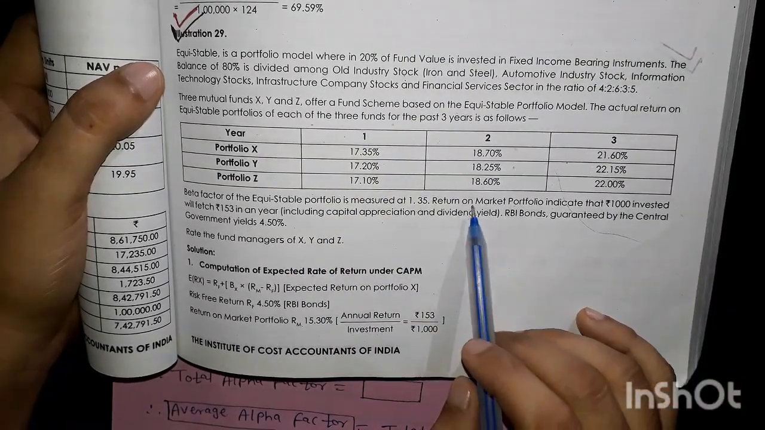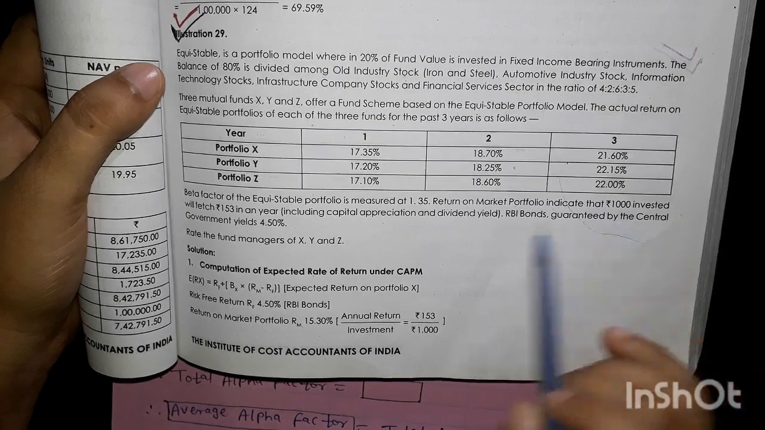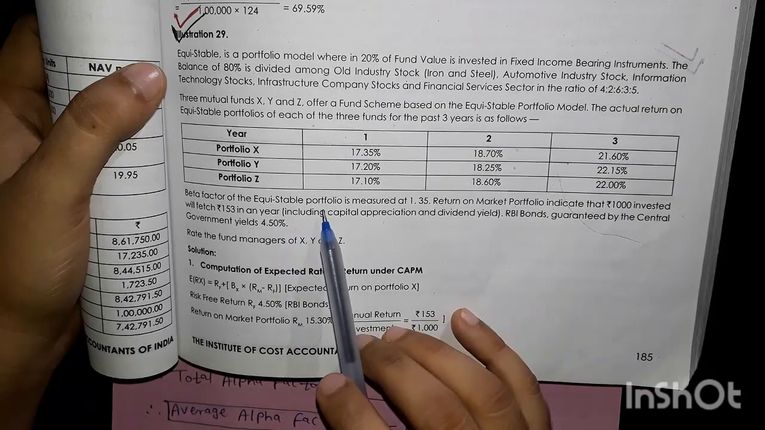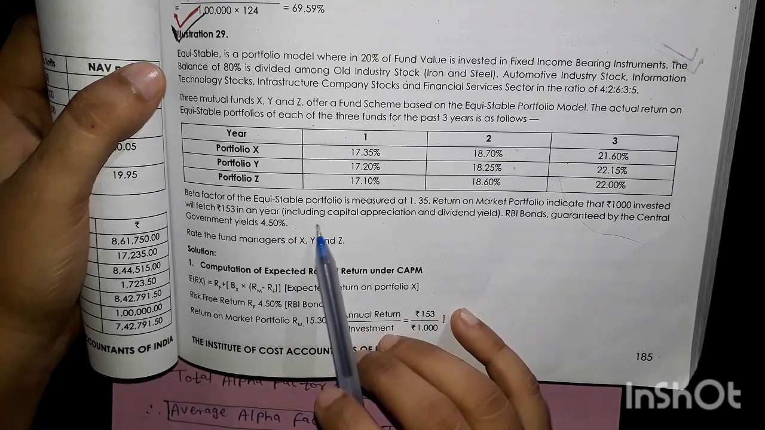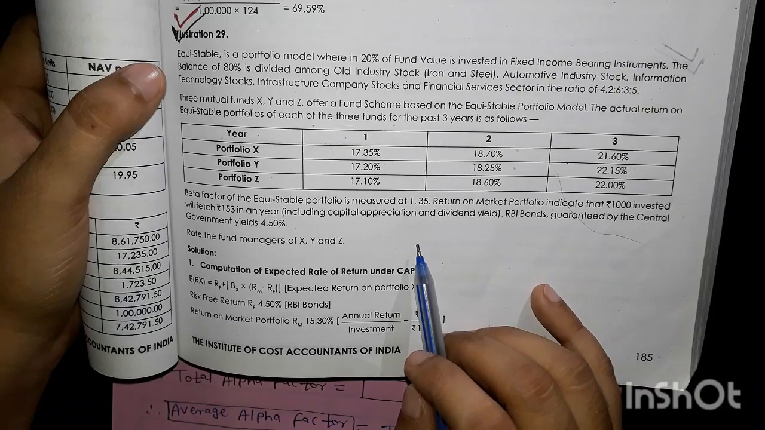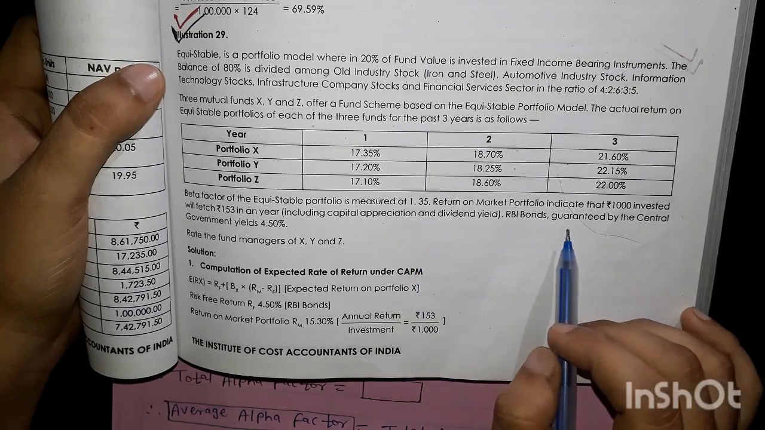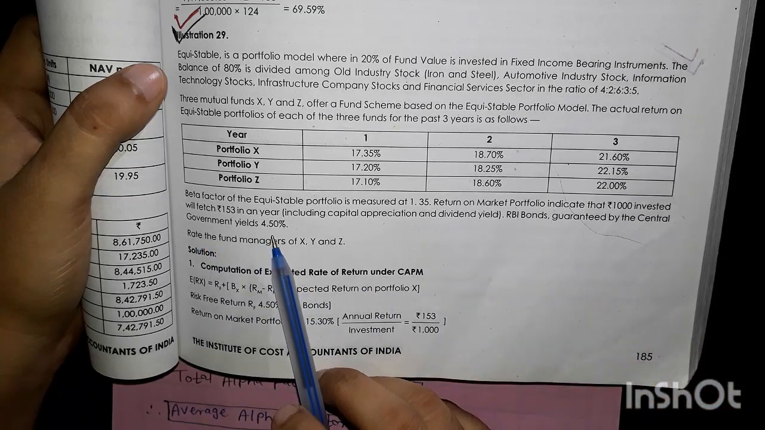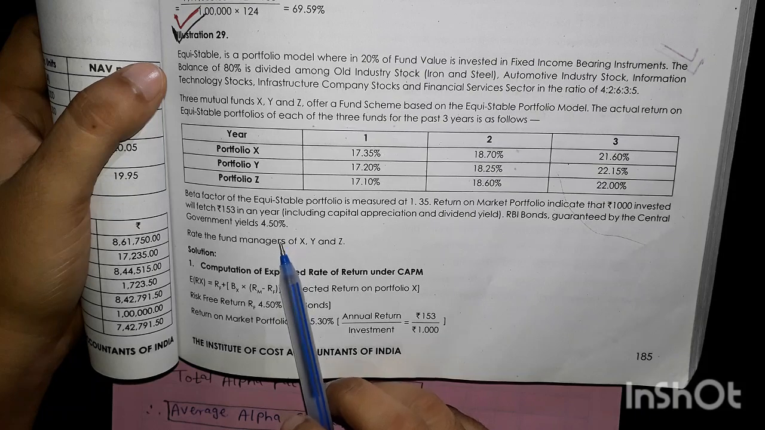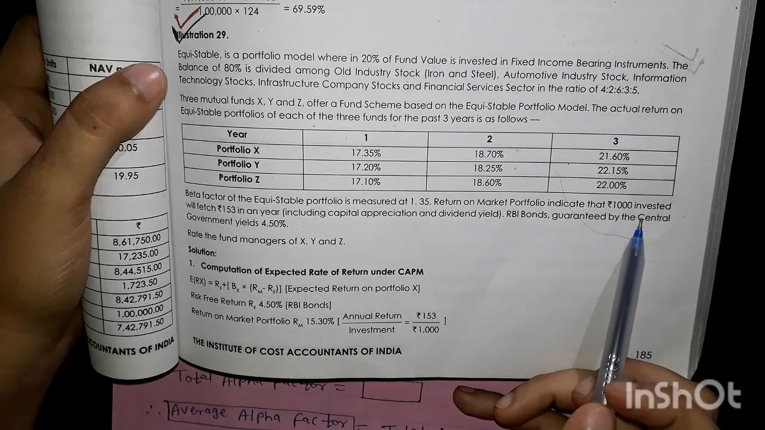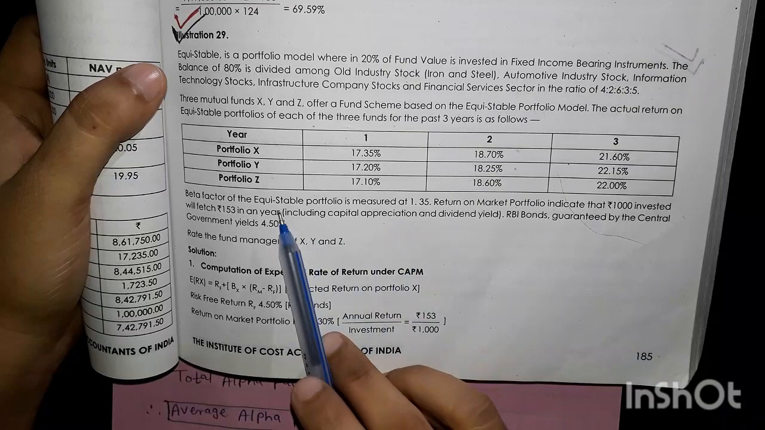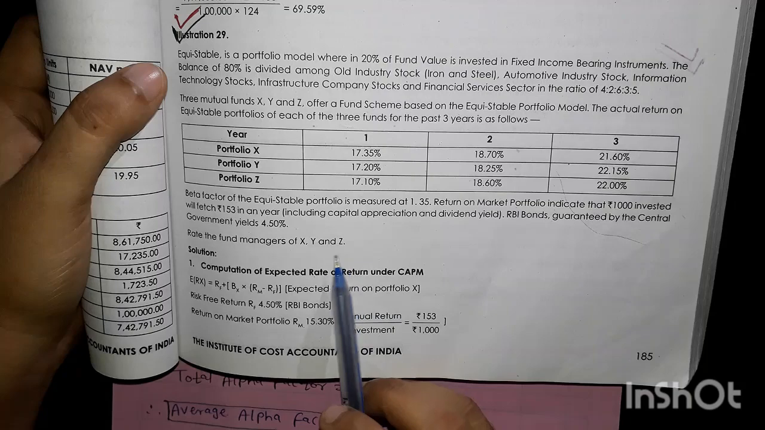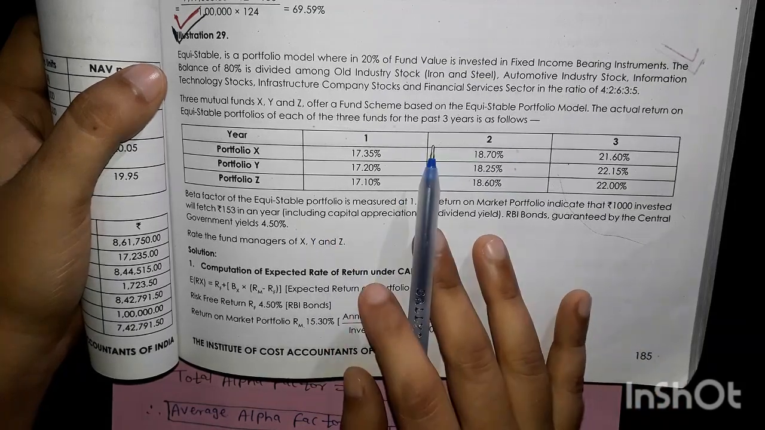After that, return on a market portfolio indicates that 1000 invested will fetch 115 in a year, so we have to find out a percentage, including the capital appreciation and dividend yield. RBI bonds, that is RF, guaranteed by the central government, yield 4.50%. RM is not directly given, we have to calculate it, and beta is given for the entire portfolio. Rate the fund managers of XYZ, so basically we have to do the ranking.